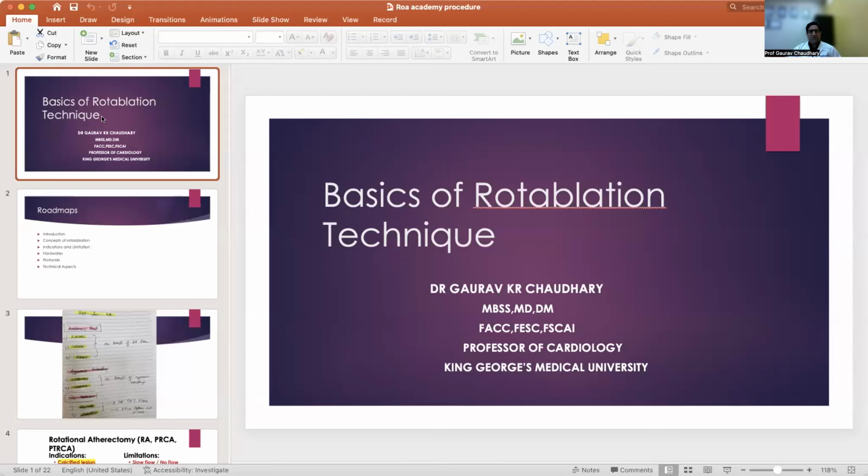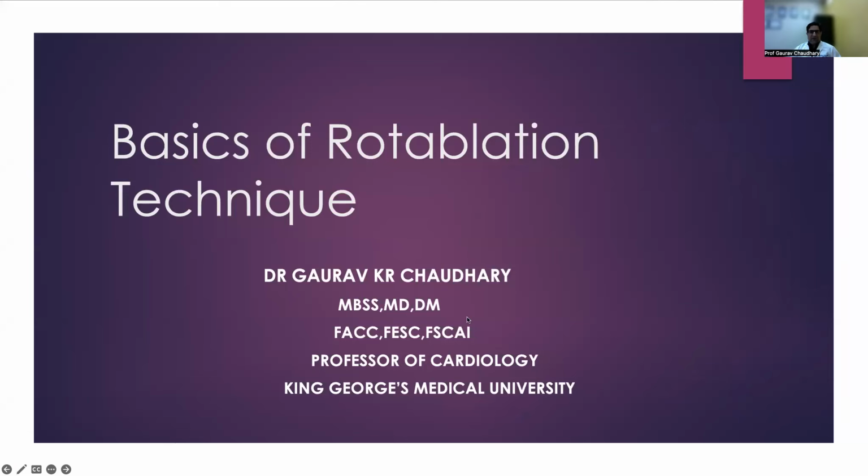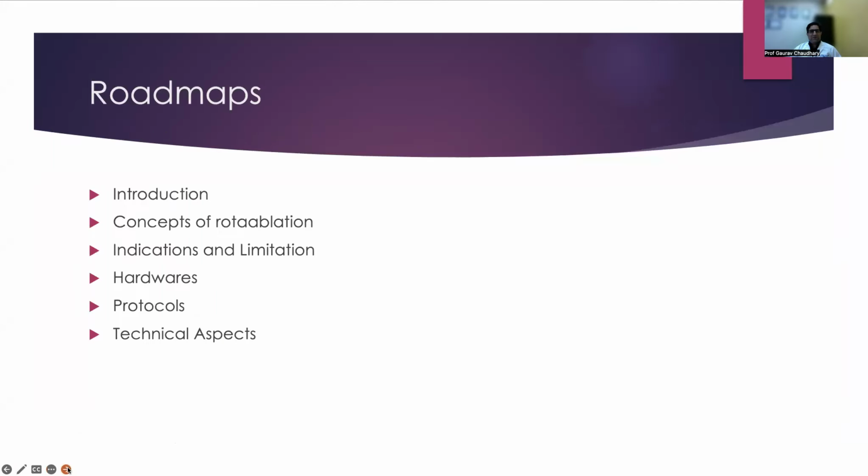Today I will be discussing session 5, which will focus mainly on the basics of the rotablation technique. We all are aware of how to start the rotablation on the basis of imaging. Once we are ready to go for the rotablation, we should keep some important things in mind. In this session, I will discuss the concept of rotablation, the indications, limitations, the hardware, the protocols, and the basic technical aspects.